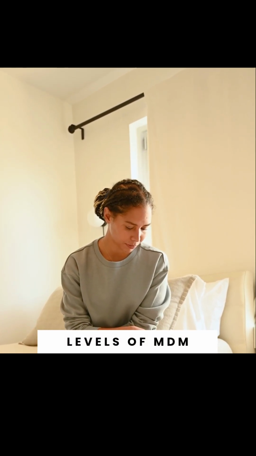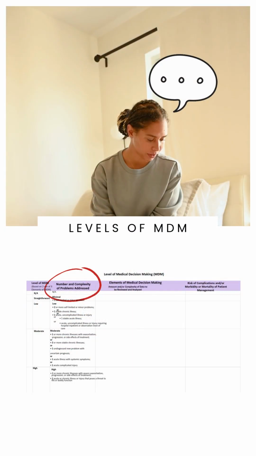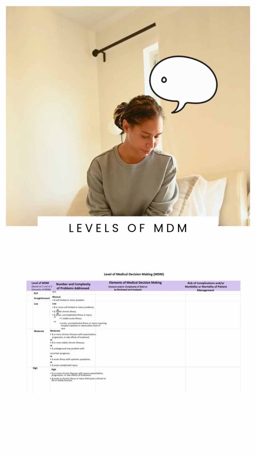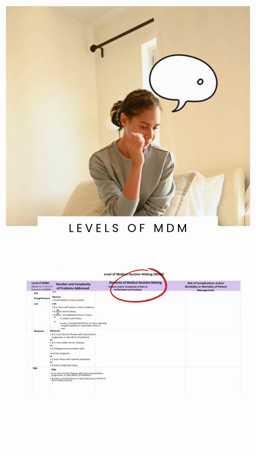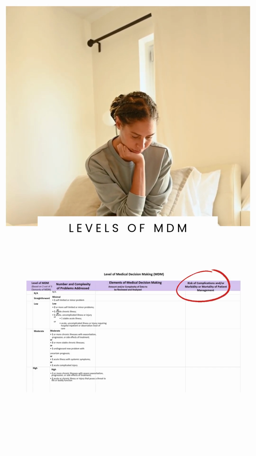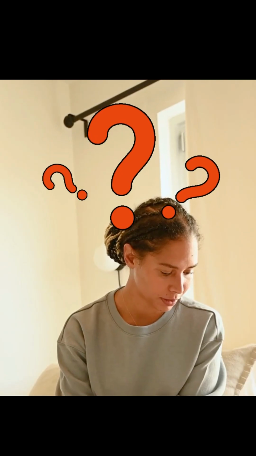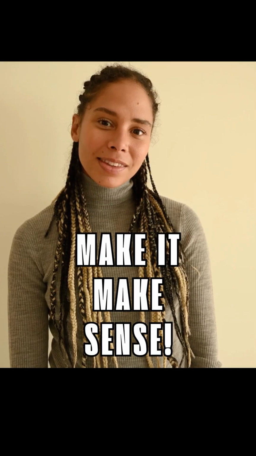I've been staring at this MDM table for days. I know there's 3 elements. There's the number and complexity of problems addressed, amount and complexity of data to be reviewed and analyzed, and the risk of complications, morbidity, and mortality. That's right. This MDM table looks simple until you actually read it. Ebony, I know you can make it make sense.